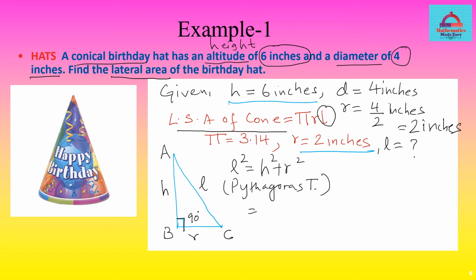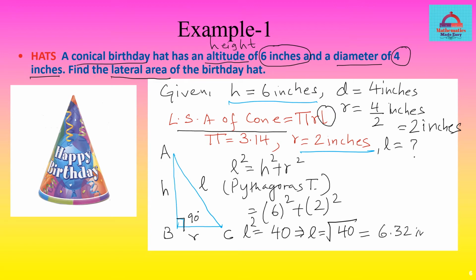So let's substitute. H is given to you as 6, R is given as 2. That means this is going to give you L square as 40, or L as square root of 40. You can do this calculation and the value of L is going to be around 6.32 inches. Okay, so we have our L now. Let's find the lateral surface area. So 3.14, I'm now just substituting the values here, multiplied with 2, multiplied with 6.32.